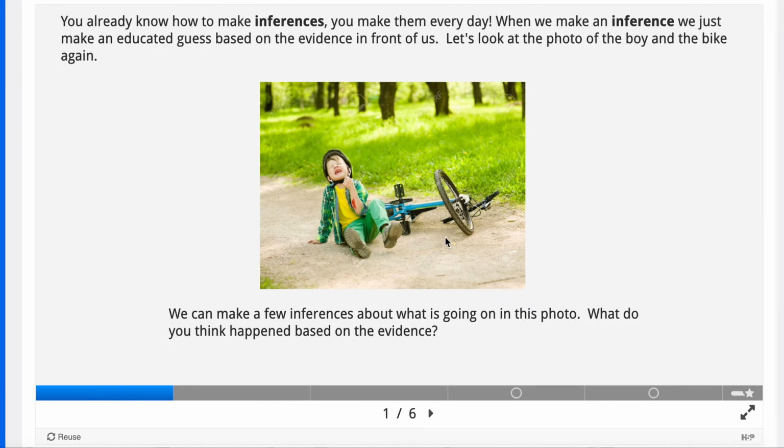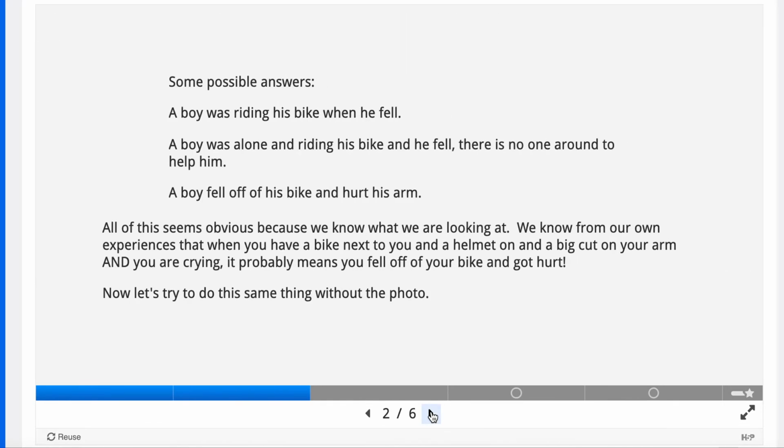Now, it's possible that we're wrong. Maybe this scrape on his arm was old and he didn't just hurt it. Or maybe he was just walking his bike when he tripped. So that's why it's an inference and it's not a fact, because we're guessing. We're making a very educated guess based on what we can see, but it isn't a fact. We don't know for sure. We could be wrong, right?